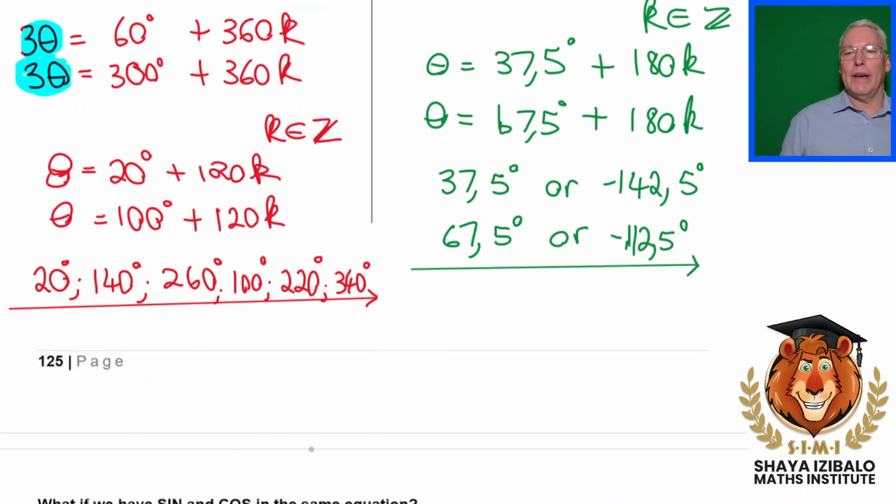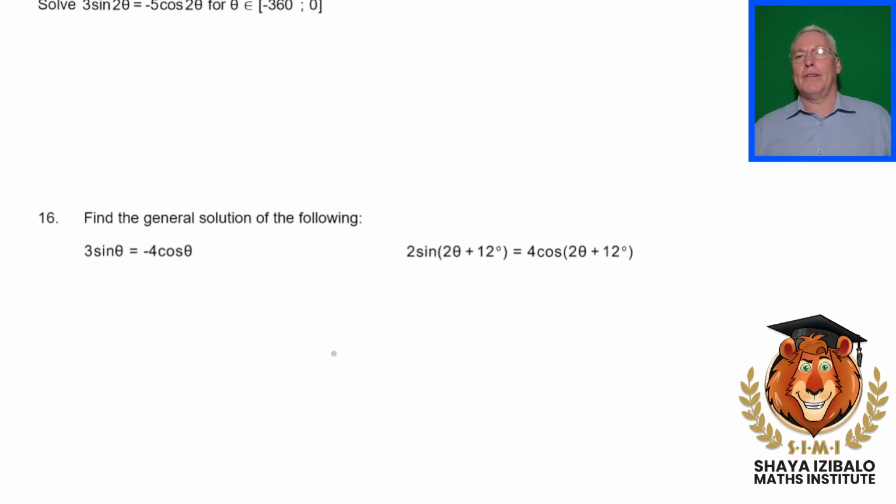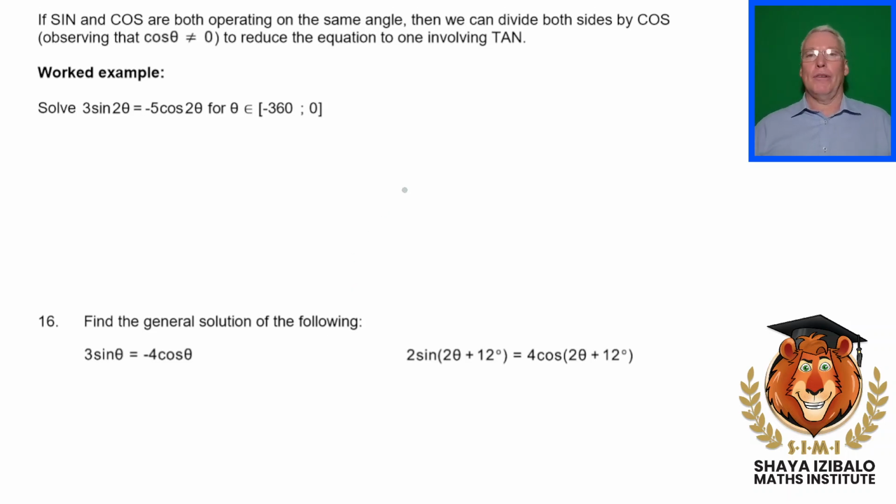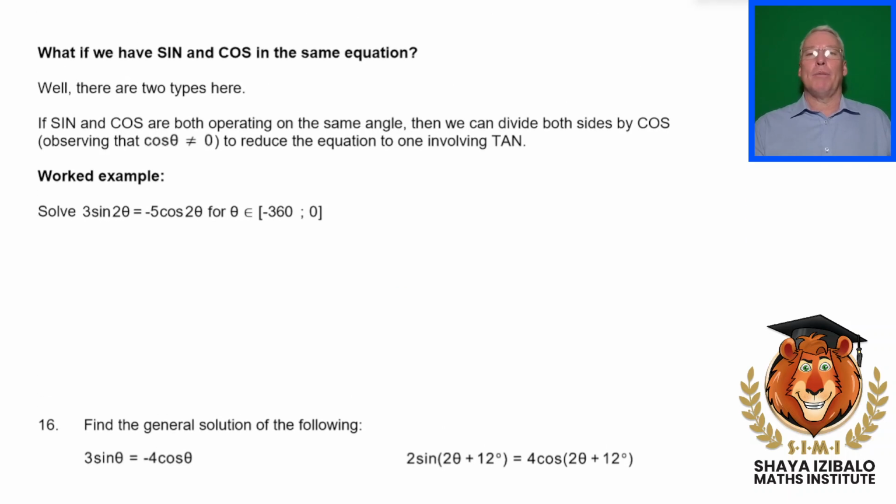Right. Okay, let's now have a look at some different types of questions. The different types of questions cover a whole range of different things, but often what happens is we end up with sine and cos in the same equation. Now, if we have sine and cos in the same equation, both operating on the same angles, then we can divide both sides by cos to get tan. Let's have a look at this, okay?